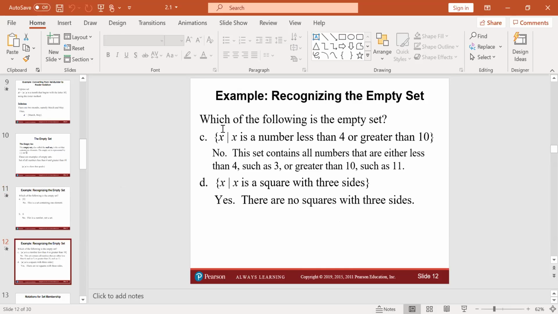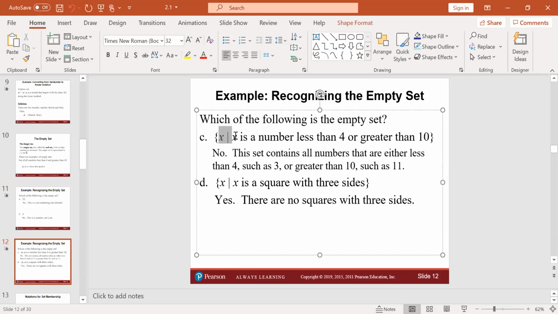Which of the following is the empty set? All x such that x is a number less than 4 or greater than 10. Well, it's not saying number less than 4 and greater than 10. It's saying one or the other. So are there numbers less than 4? You bet. There's an infinite amount of numbers less than 4, so all those numbers are in this set. Are there numbers greater than 10? You bet. There's an infinite amount of them. All of those are in this set. So is this set empty? Absolutely not. There's tons and tons of things in this set.